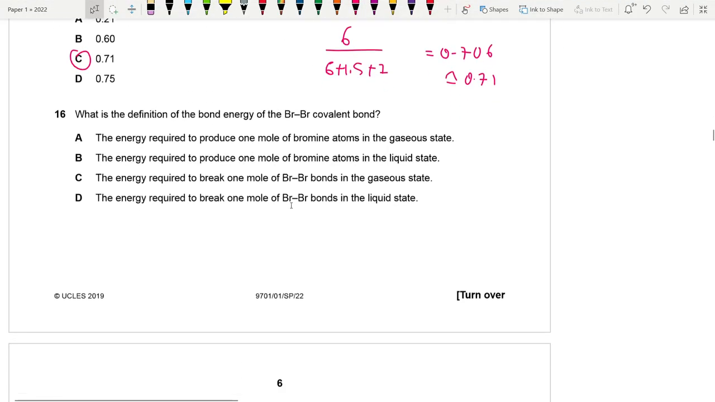16. What is the definition of the bond energy of the Br-Br covalent bond? Remember, bond energy is always defined as the energy required to break the bond. That's just the convention. So it's not making the bond, it's actually the endothermic one. Energy required to break 1 mole of Br-Br bonds. Now remember, it doesn't have to be the standard state. It always needs to be in the gaseous state. So we need to atomize an element first before we break the bond. So it needs to be in the gaseous state.